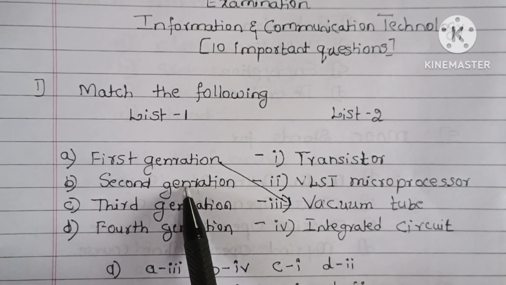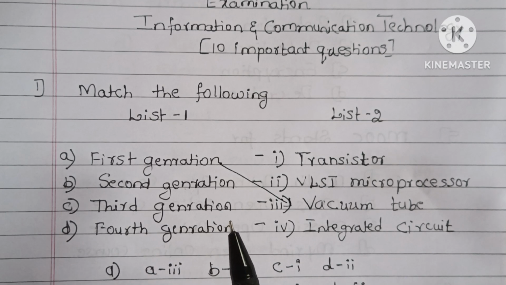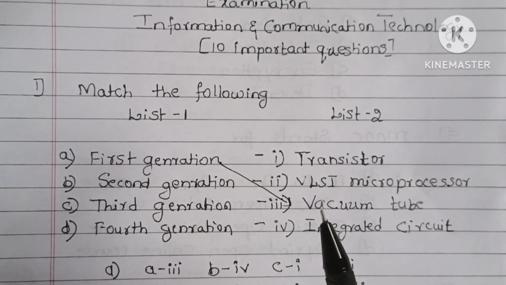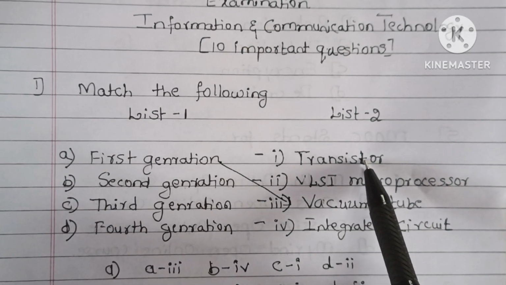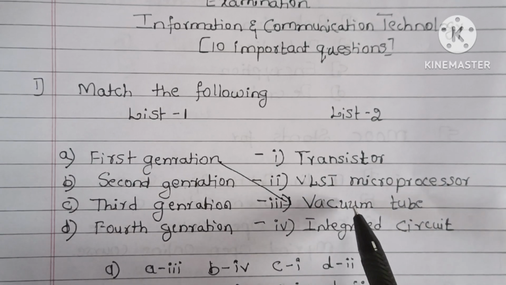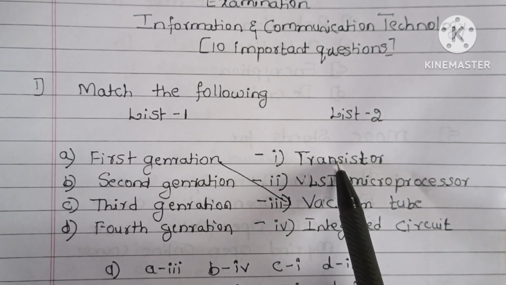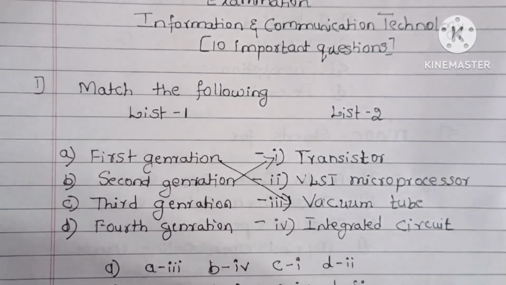Next, second generation. The second generation computers, around 1956 to 1963, used transistors, which were lighter and a bit smaller than vacuum tubes. So in the second generation they are using transistors. So option 1 is the.